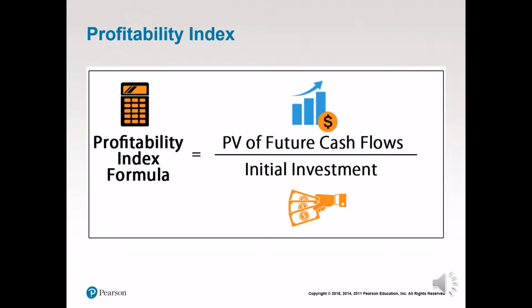Next, we're going to talk about the profitability index. This is another way to analyze projects. To do this, we're going to take the present value of the future cash flows, and we're going to divide that by the initial investment. This gives us a ratio or a relationship between the amount of cost, initial cash outlay, compared to the present value that you will earn from that project.